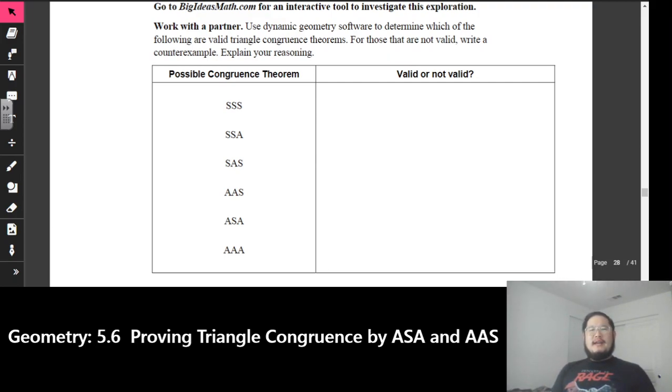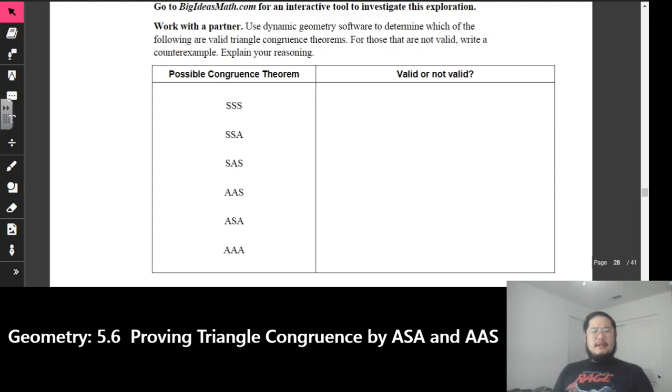Okay, let's take a look at section 5.6. We're going to be proving triangle congruence by ASA and AAS. So let's start right here on this page. This is page 28 out of your student journal.